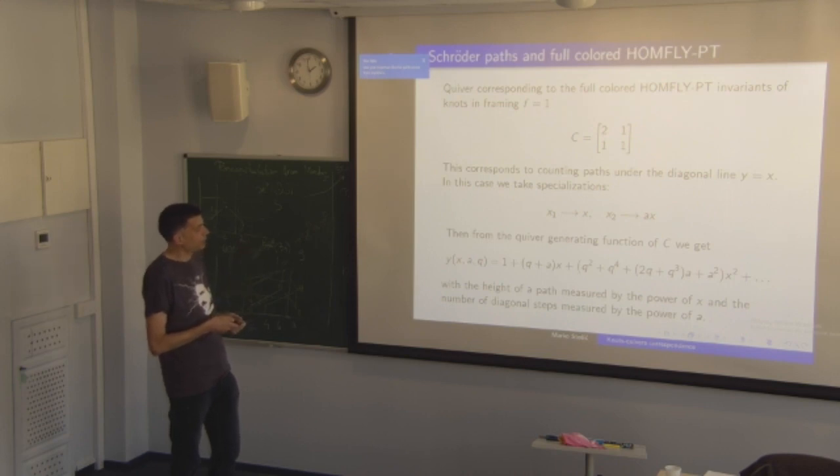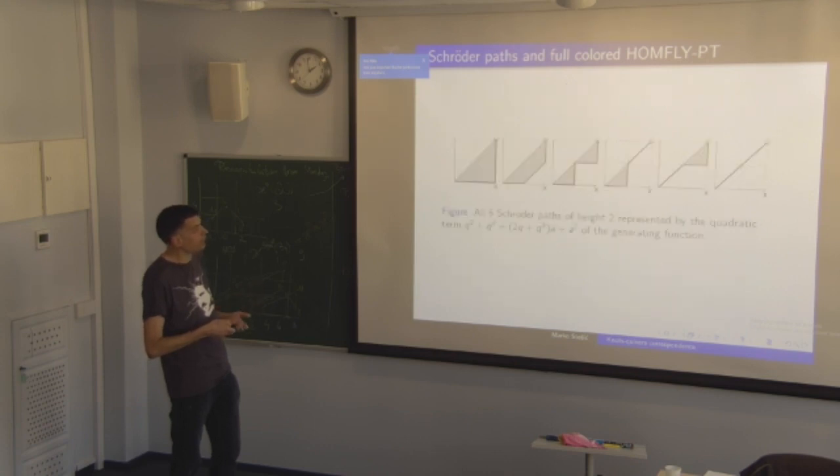This is purely depending, again, on a quiver. You can get some series in X. You also have parameters A and Q. And it turns out that all these terms count something. For example, if you go from 0,0 to this point, it counts all Schroeder paths. So powers of A count the number of diagonal steps. For example, for A squared, there is one term with 2 diagonal steps.